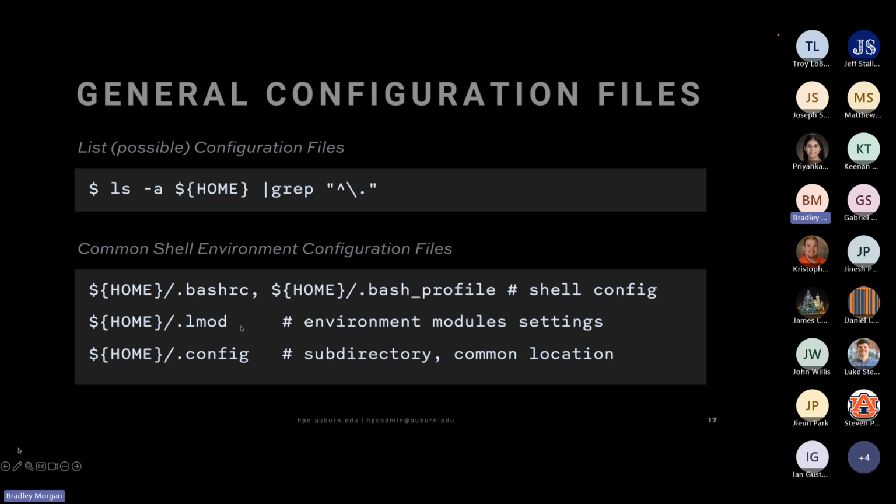There's also one for the module files, which is .lmod, and then this one, .config, is used quite frequently. It's sort of a standard location where various software will store data or configuration files. So it might be worth a look in home/.config. Those are the shell or system configuration files that might be of interest.